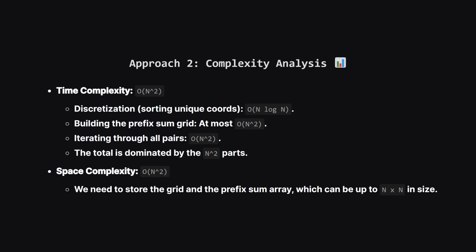For this approach, the time complexity is also big O of n squared. Even though the query is fast, we still have to build the prefix sum grid and check all the pairs, which takes n squared time. The main difference is the space complexity. We need to store the grid and the prefix sum array, so the space required is also big O of n squared, which is a bit more than our first approach.